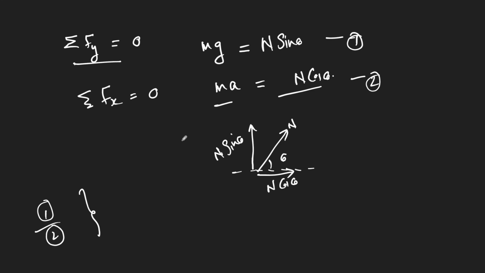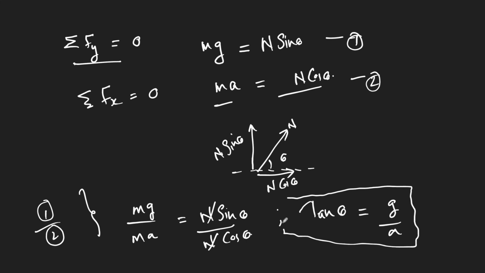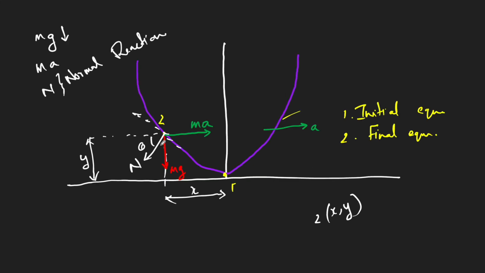Then I will get mg by ma is equal to n sin theta by n cos theta, right? That means here n and n get cancelled. Tan theta is equal to g by a. Okay, tan theta is equal to g by a. This is one thing which we got: tan theta, we just got that this angle is equal to g by a.